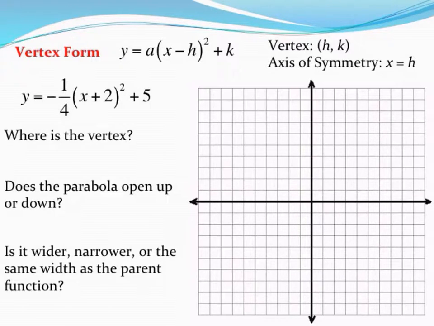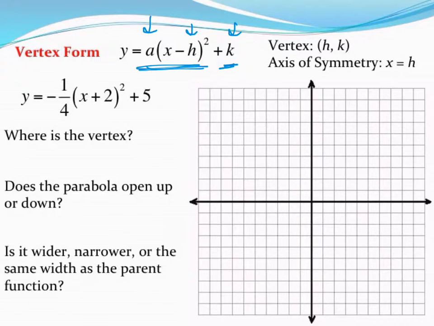So your giveaway for something being in vertex form is you're going to see a parentheses squared, and there's usually going to be something added here at the end. If you remember from previous lessons what A, H, and K do, they do the same thing with this parabola. Our H value will be our horizontal shift, but it lies to you. It does the opposite of what it says. The K value will be your vertical shift, and it does what it says. So here's our parabola in vertex form.